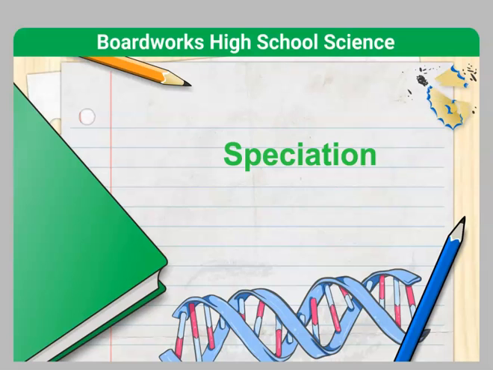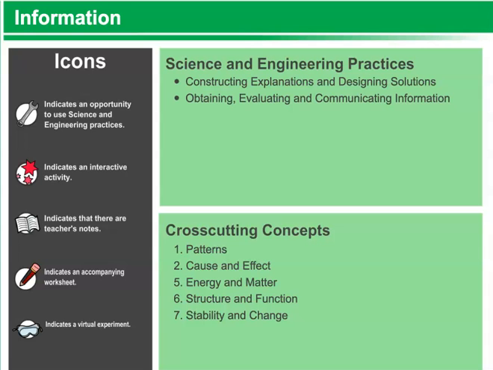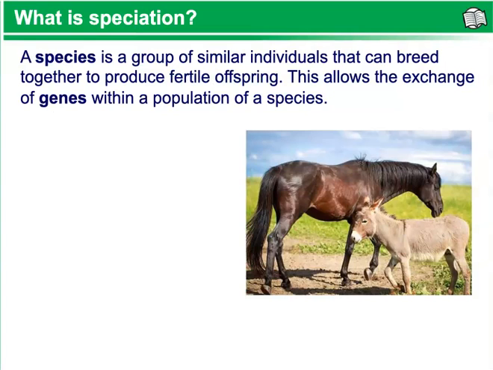Lesson 9, Speciation. In this lesson, we'll explore the science and engineering practices of constructing explanations and designing solutions, as well as obtaining, evaluating, and communicating information. We'll explore the cross-cutting concepts of patterns, cause and effect, energy and matter, structure and function, as well as stability and change. So what is speciation?